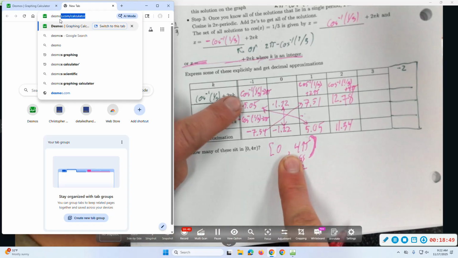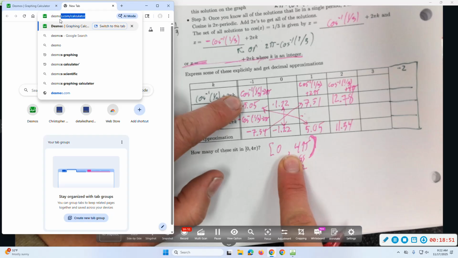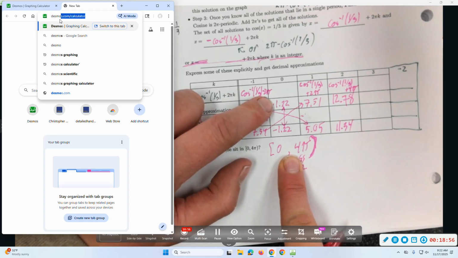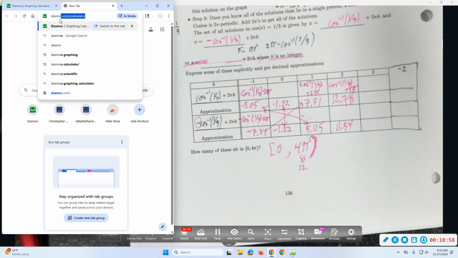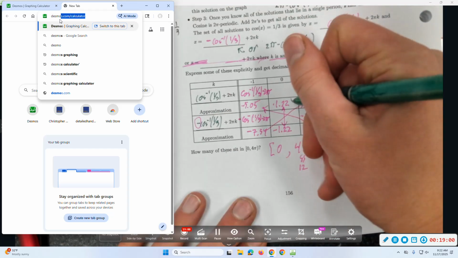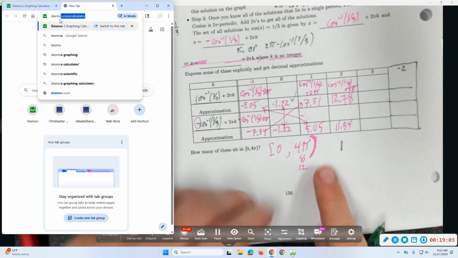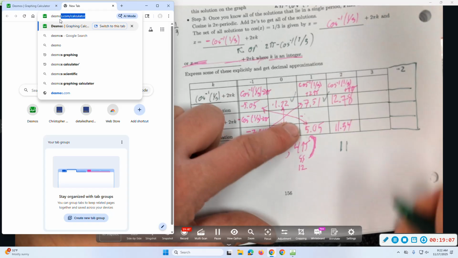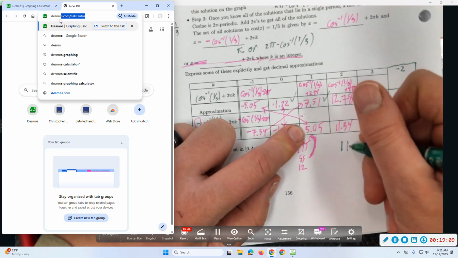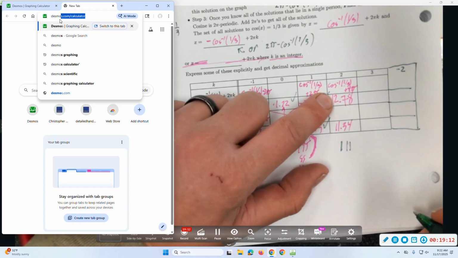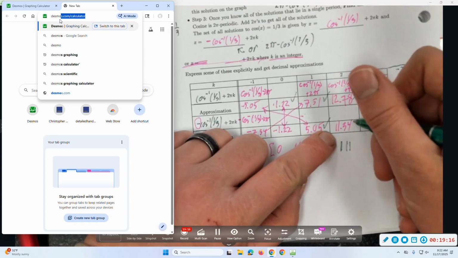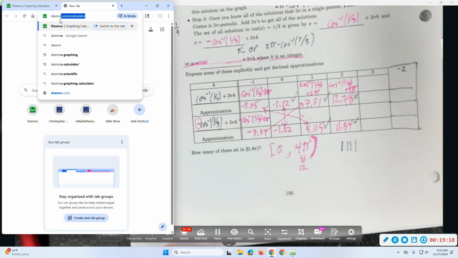So let's just list them. Is that in between 0 and 4 pi? In between 0 and 4 pi? In between 0 and 4 pi? One so far. In between 0 and 4 pi? In between 0 and 4 pi? In between 0 and 4 pi. Oh, cool. So how many solutions does this look like there should be in that interval?